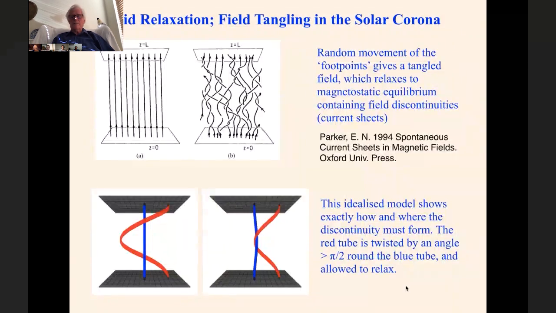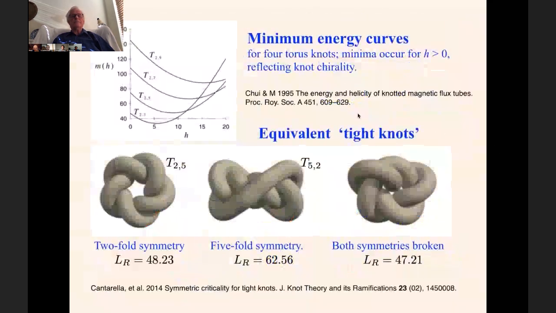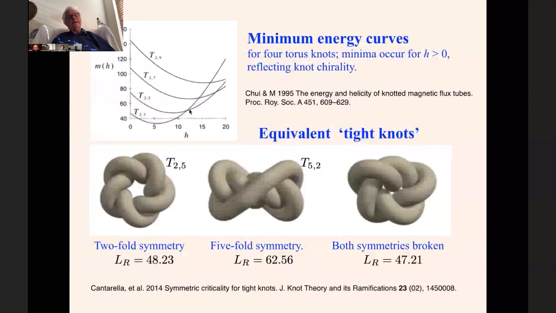Greater than pi by 2 implies that there will always be such a discontinuity forming. Here are actually 4 minimum energy curves, M of H, for torus knots in their simplest configuration. The minima is at H equals non-zero, off zero, because each of these knots is chiral in character. Of course, you can take any arbitrary H by simply cutting and twisting the knot and injecting twist in the interior.